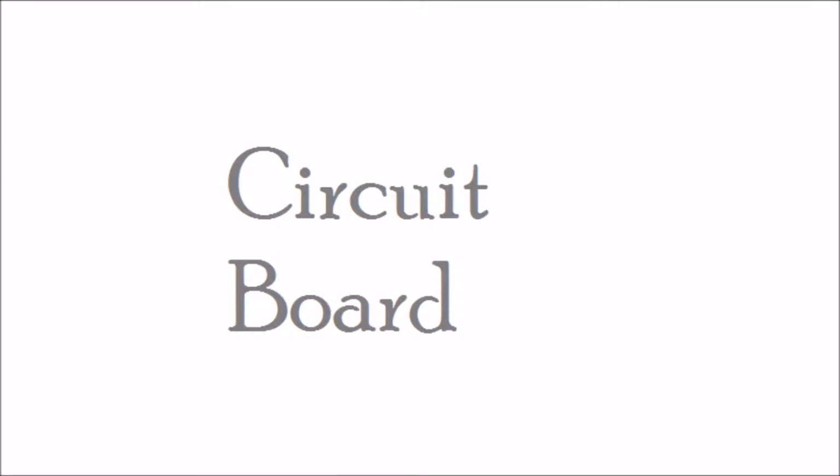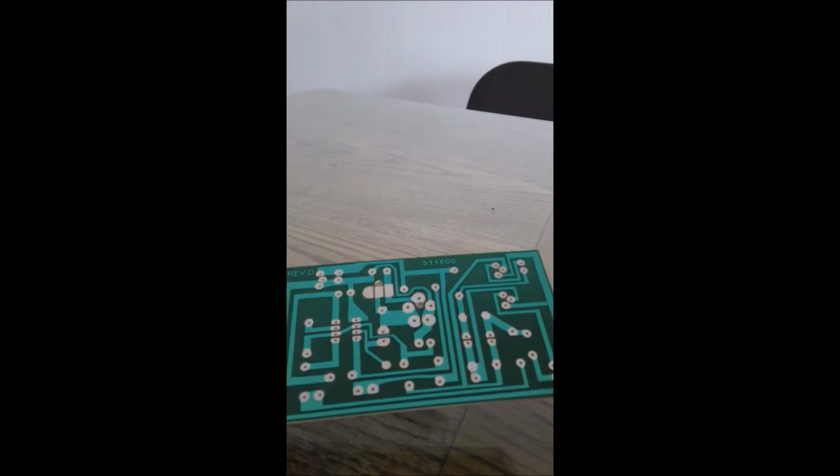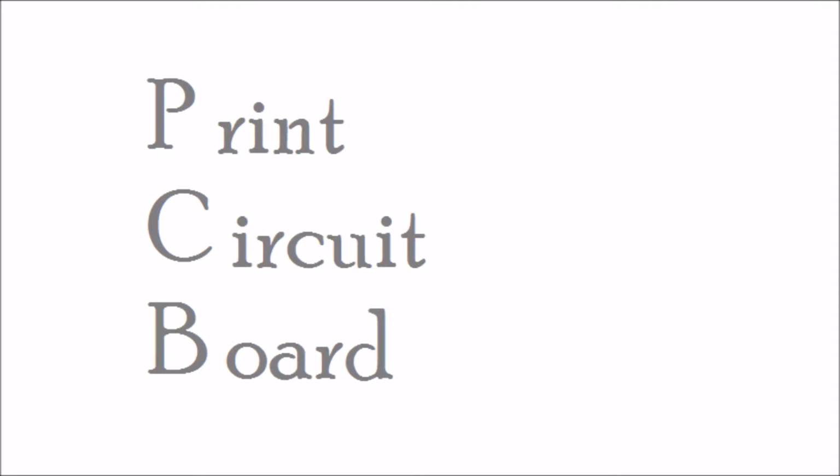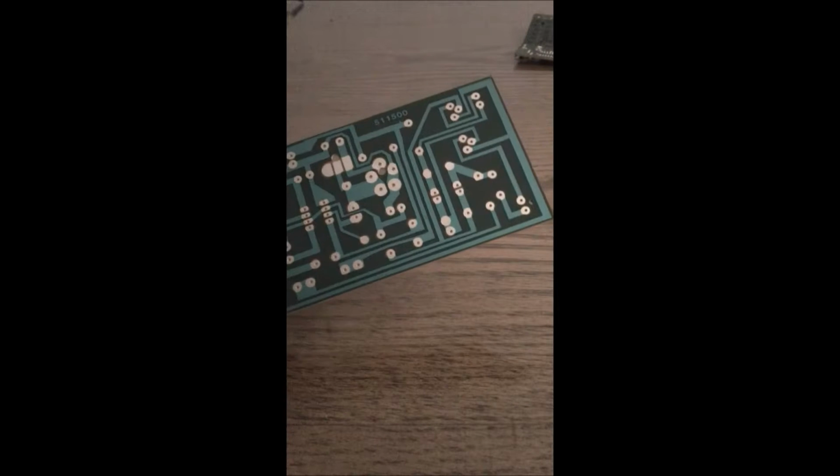Now, before I begin, there's a couple of terms that I'll be using throughout the video that I'd like to define. The first is circuit board. This is a circuit board, or a PCB. PCB stands for Printed Circuit Board. This is a raw circuit board.